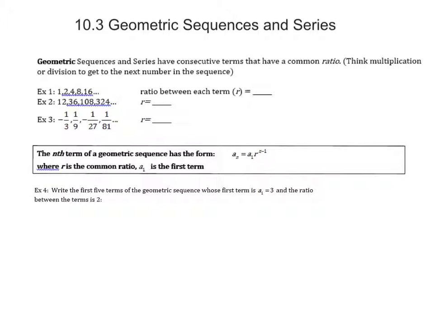This is 10.3, geometric sequences and series. So geometric sequences and series have consecutive terms that have a common ratio. Think multiplication or division to get to the next number in the sequence.